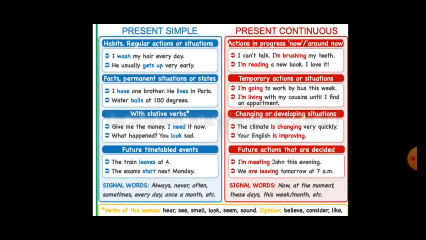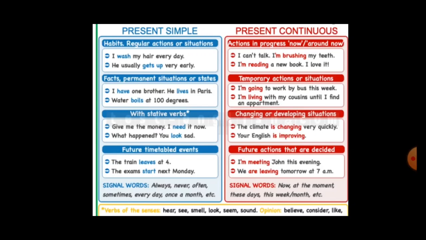Now in simple present tense, we use stative verbs, like give me the money, I need it now. What happened? You look sad. Now stative verbs are those verbs which don't show any action. They only show the state. Now in present continuous, changing or developing situations. We talk about changing or developing situations, like the climate is changing very quickly. Your English is improving.